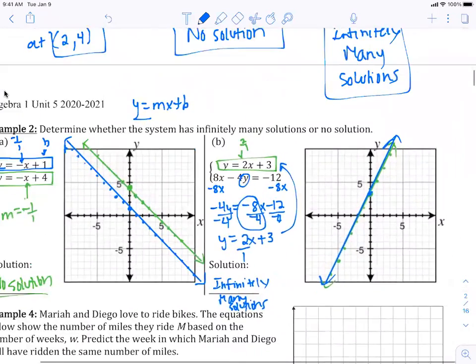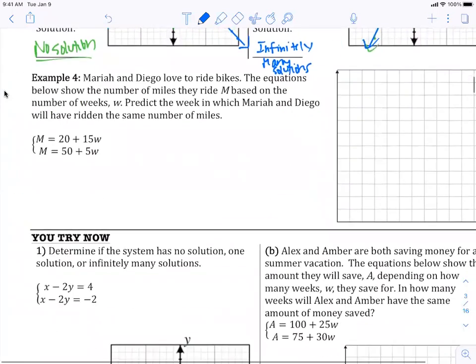Alrighty. Now, even if it's a word problem, we can still answer this question. So for this one, example 4, it says, Mariah and Diego love to ride bikes. The equations below show the number of miles they ride, M, based on the number of weeks, W. Predict the number of weeks in which Mariah and Diego will have ridden the same number of miles.